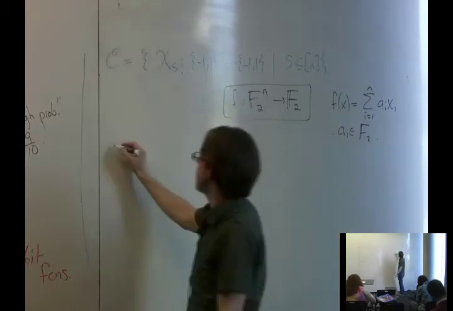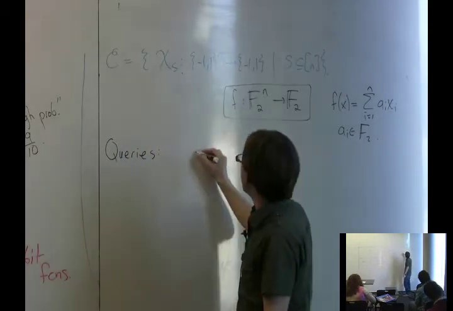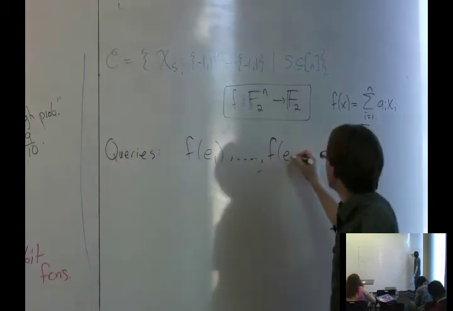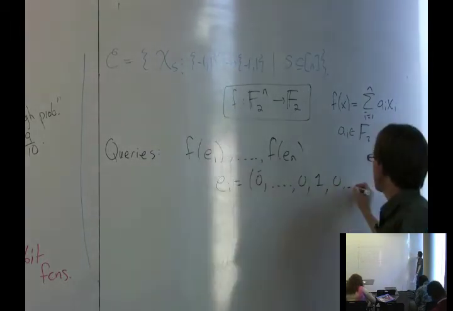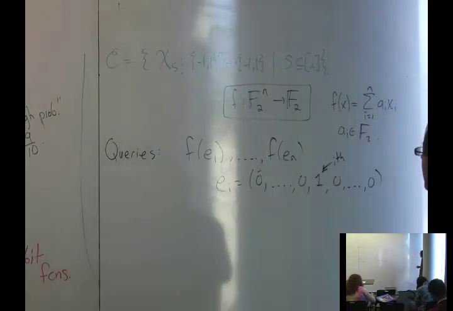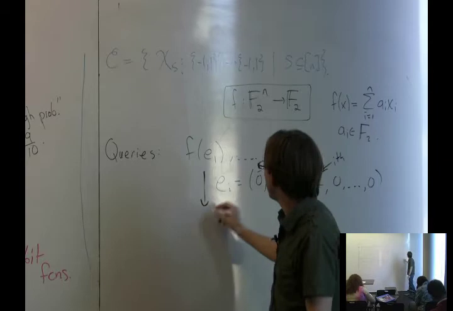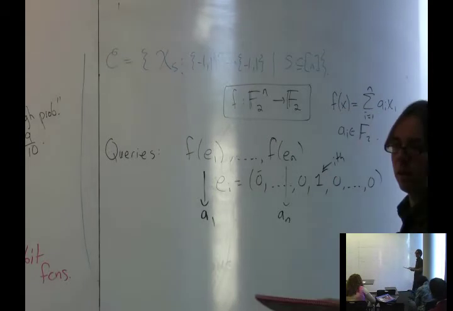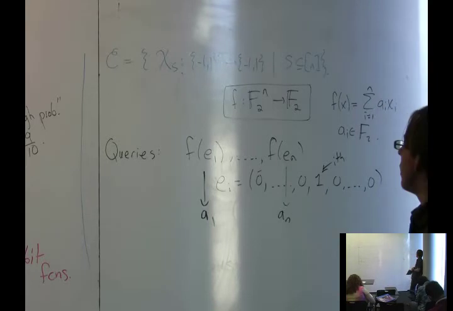OK, so Marla's suggestion was if we have queries, what we can do is just query on, let's say, e1 through en. Remember, ei is the string of 0s that has a 1 in the ith place. And in this case, when you do this query, this will give you a1, and in general, querying on ei will give you ai. OK, so with n queries, you can exactly determine what the unknown parity is.